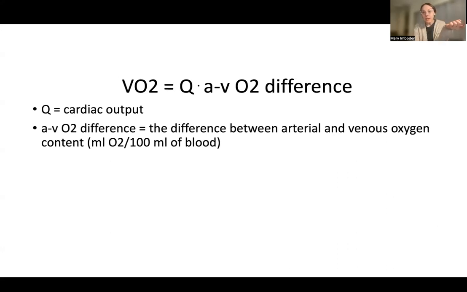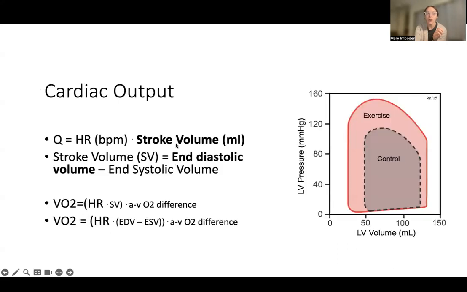And what you're seeing here is the Fick equation. The Fick equation is VO2 is equal to Q, or cardiac output, times our AVO2 difference. Cardiac output, or the Q there, is going to be our central component of the equation. And then AVO2 difference is going to be the peripheral component. And when we break this down even further, we see that cardiac output is actually made up of our heart rate, which is our beats per minute, times our stroke volume, or how much we're getting out with each beat.